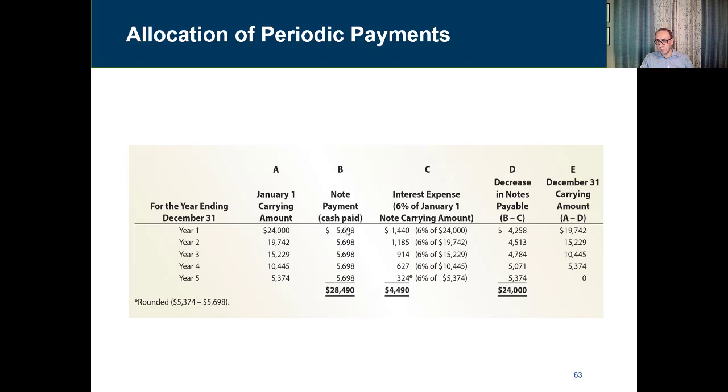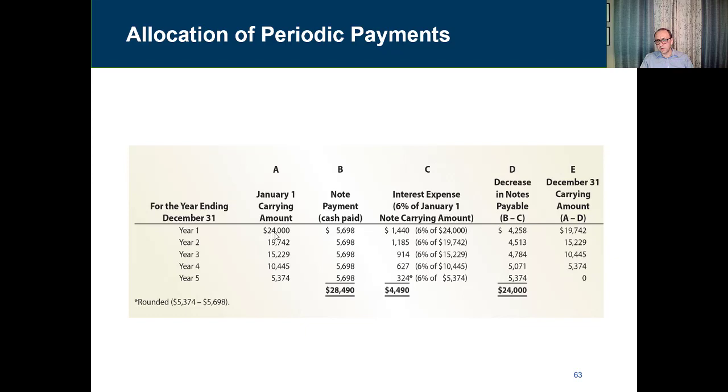And then we have the note payment, which is the cash payment, and you can see that these are equal payments, so this amount is not going to change, and you can see the total is $28,490, and that's more than the $24,000, which is the amount that we borrowed. And then we have the interest expense, and we'll see how this is calculated. And then we see the decrease in the note payable, or in other words, the payment in principal. And then the carrying value at the end of the year.